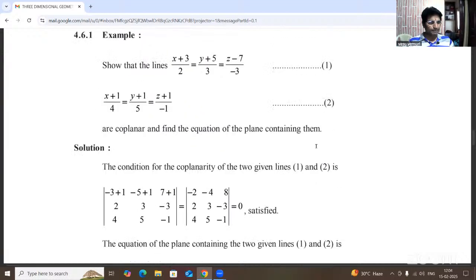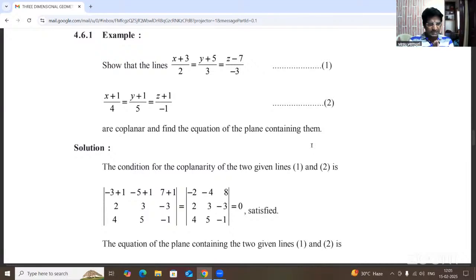Okay, what is that problem? Show that the lines (x plus 3) by 2 equal to (y plus 5) by 3 equal to (z minus 7) by minus 3. This is one of the symmetrical lines. And the second one is (x plus 1) by 4 equal to (y plus 1) by 5 equal to (z plus 1) by minus 1. Okay, there are two lines here. Just you have to see and observe.